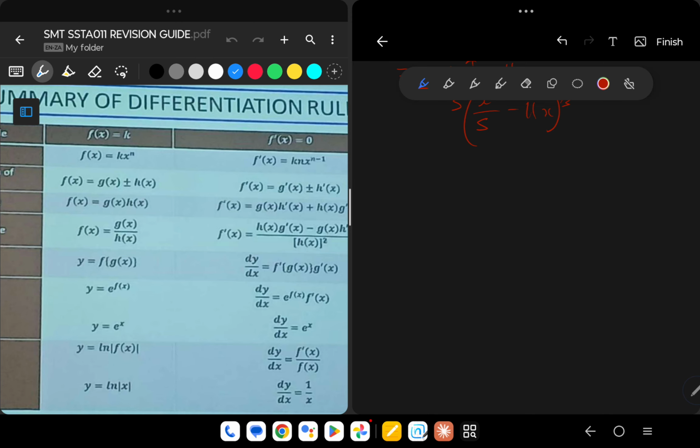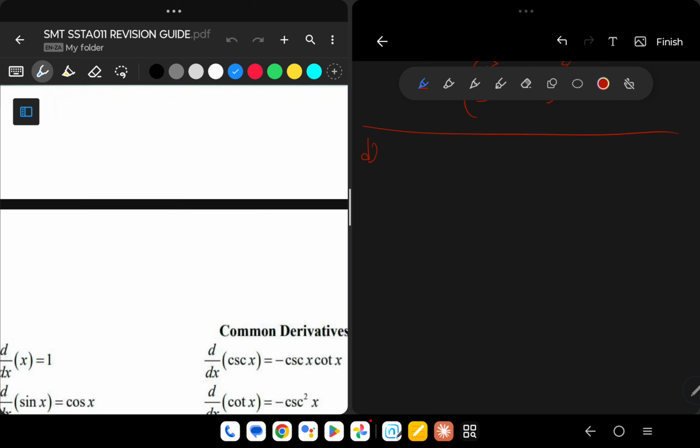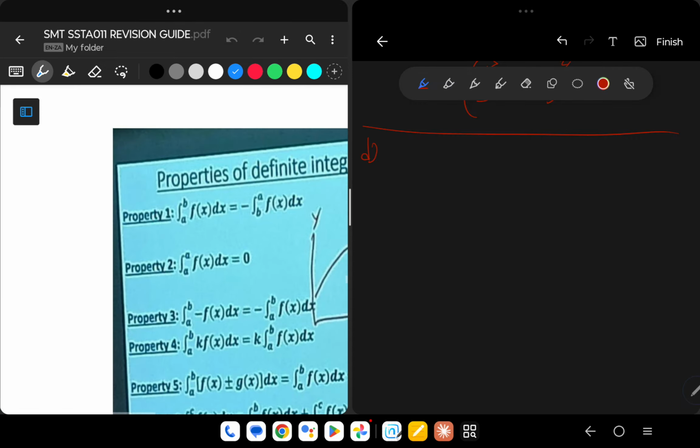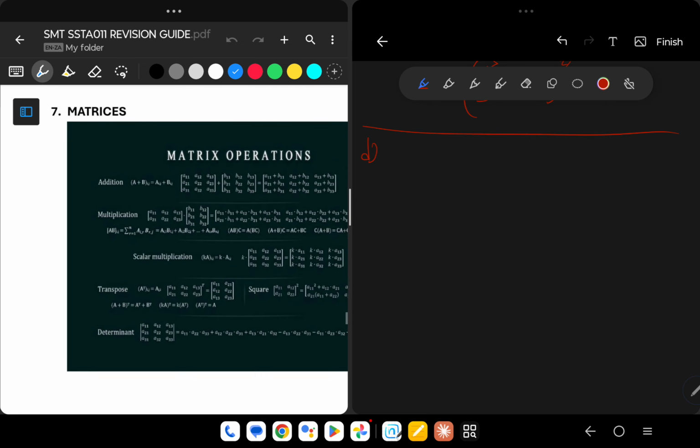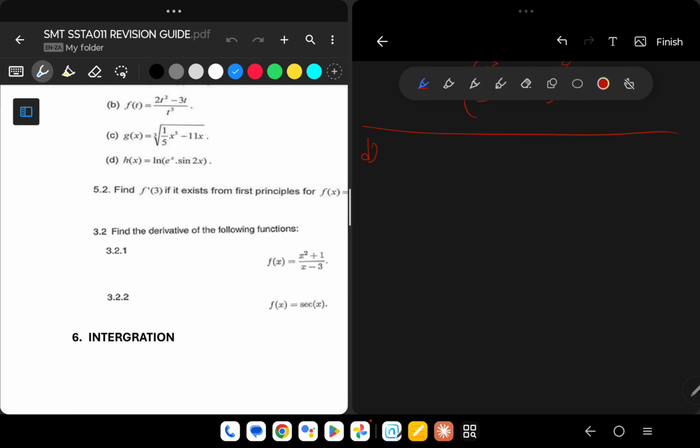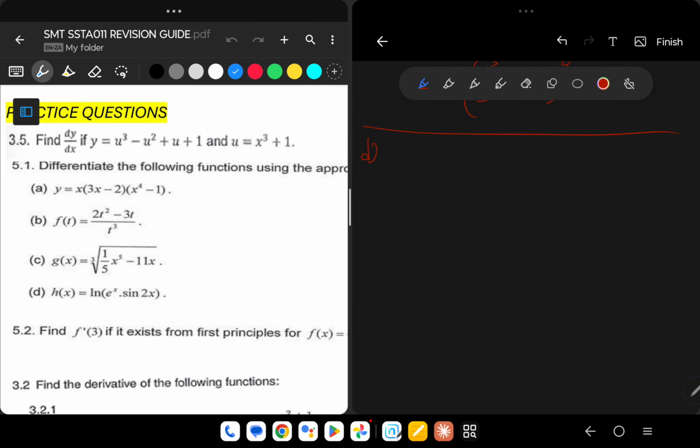So moving on, you also have the last question there, which speaks about the ln. This can also be a bit challenging, but if you give it practice, you will understand it much better. So let's check D, which says, h at x is ln of e to the power of x times sine 2x.